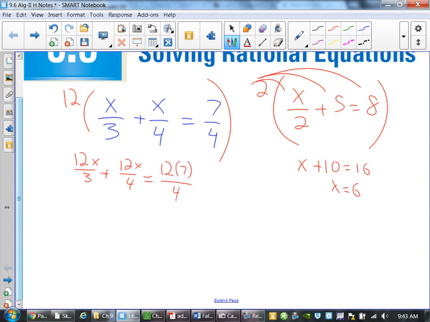What you are doing here is creating some values that you're going to be able to simplify. Okay? What's 12 over 3? 4. What's 12 over 4? 3. And then what's 12 over 4 again?